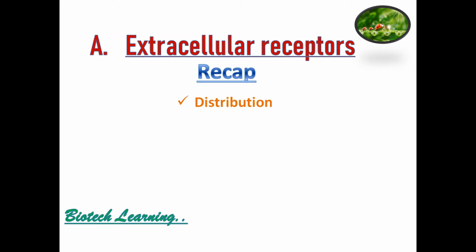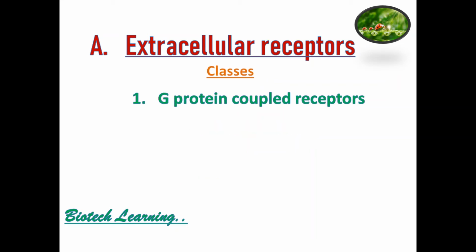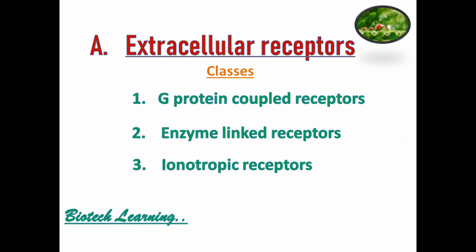So we have seen the distribution of extracellular receptors, the chemical structure of the receptor, and the ligands. So with this basic information, let's move on to the classes of extracellular receptors. Extracellular receptors are basically classified into three classes. The first is G-protein-coupled receptors. The second is enzyme-linked receptors. And the third is ionotropic receptors. I'll give a quick overview of these three classes in this video.